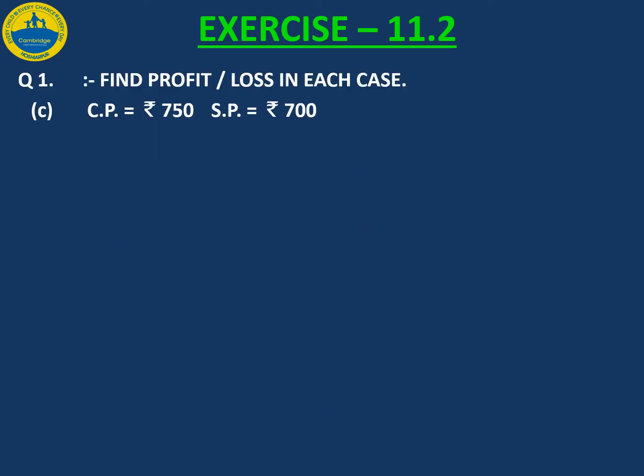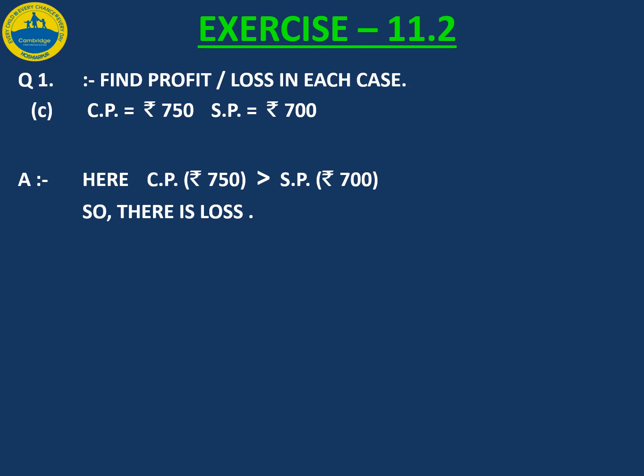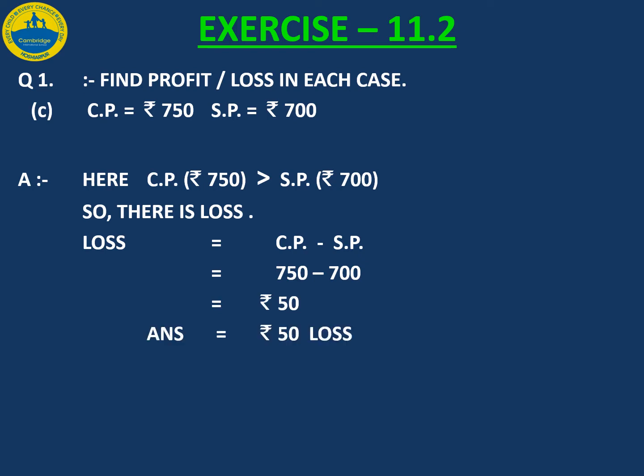Question number 1, C part. Cost price CP is equal to rupees 750. Selling price SP is equal to rupees 700. Here we see that cost price 750 is greater than selling price rupees 700. So there is loss, and loss is equal to cost price minus selling price. 750 minus 700, and loss is equal to rupees 50.